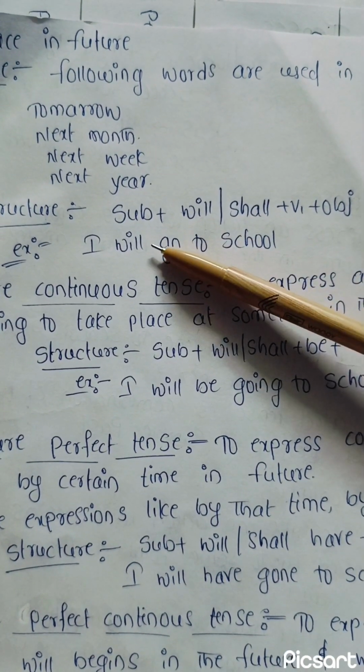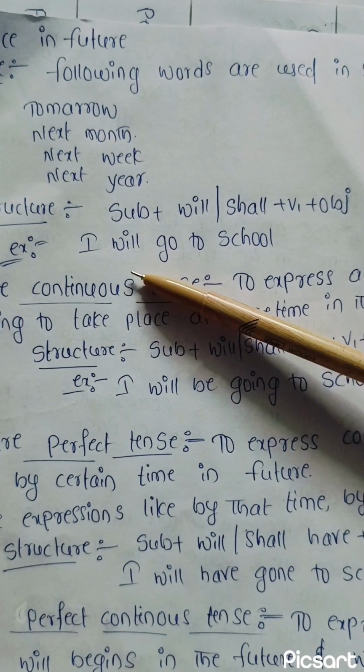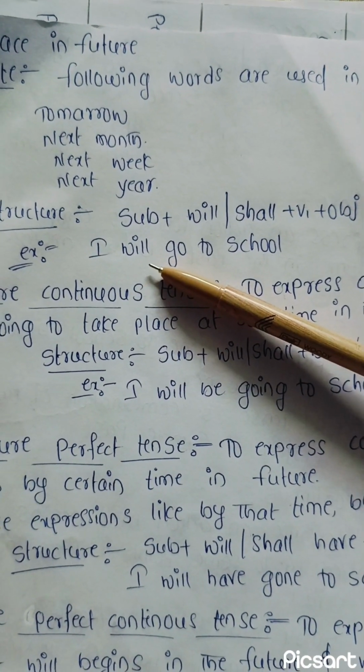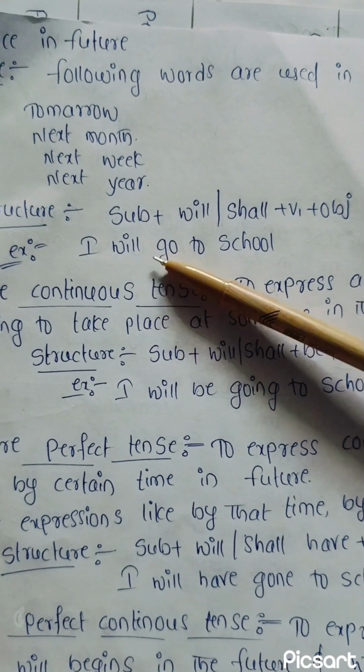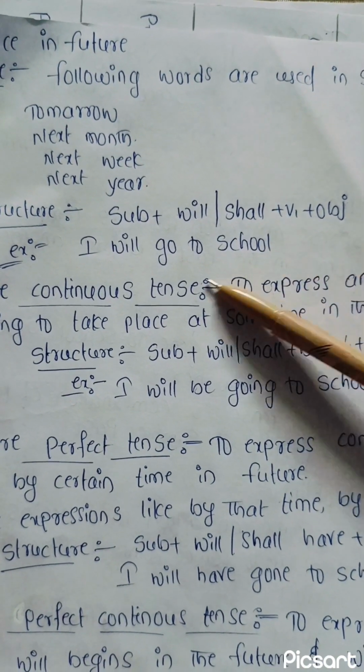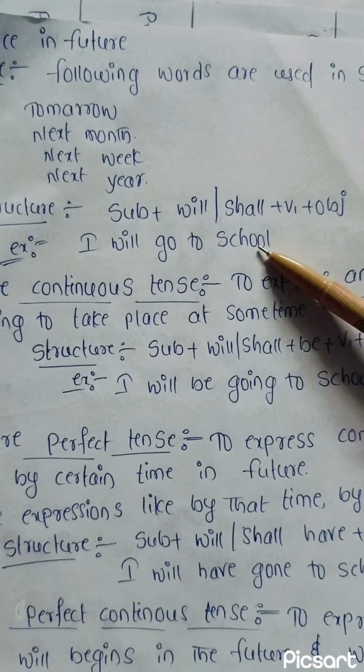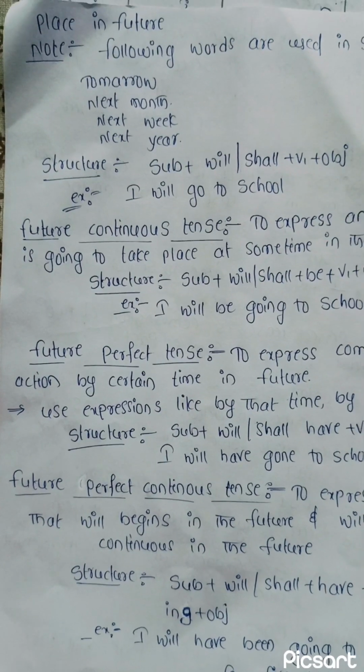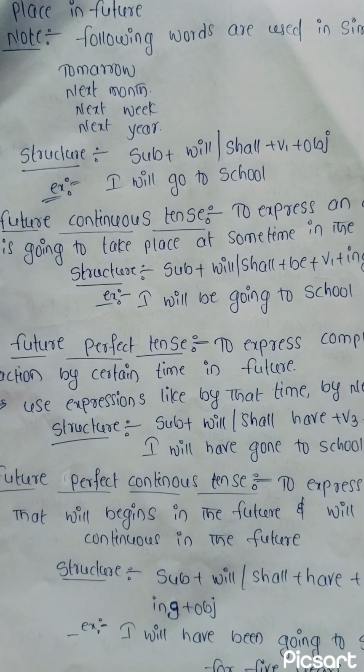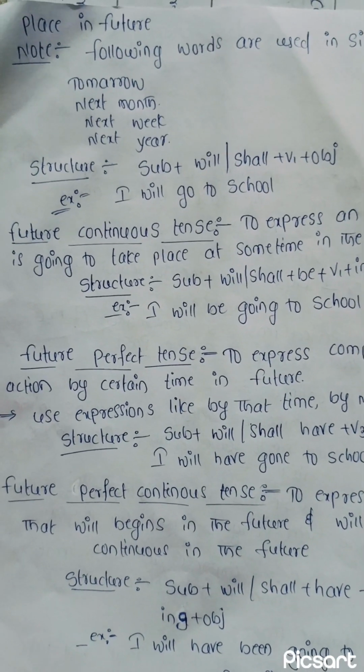Here, what is the subject? I. Then after we have to write will because it is a future tense, so that we have to use will. Then V1 form. What is the V1 form? Go to school. School is an object. Next one is future continuous tense. It is used to express an action that is going to take place at some time in the future.